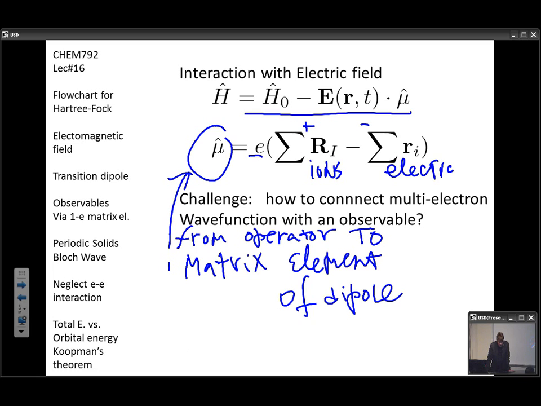All electrons. Where do we have one electron? We have many electrons in all molecules except H2 plus. There is more than one electron. Here, a summation of electrons, with I equals 1 to I equals the number of electrons.